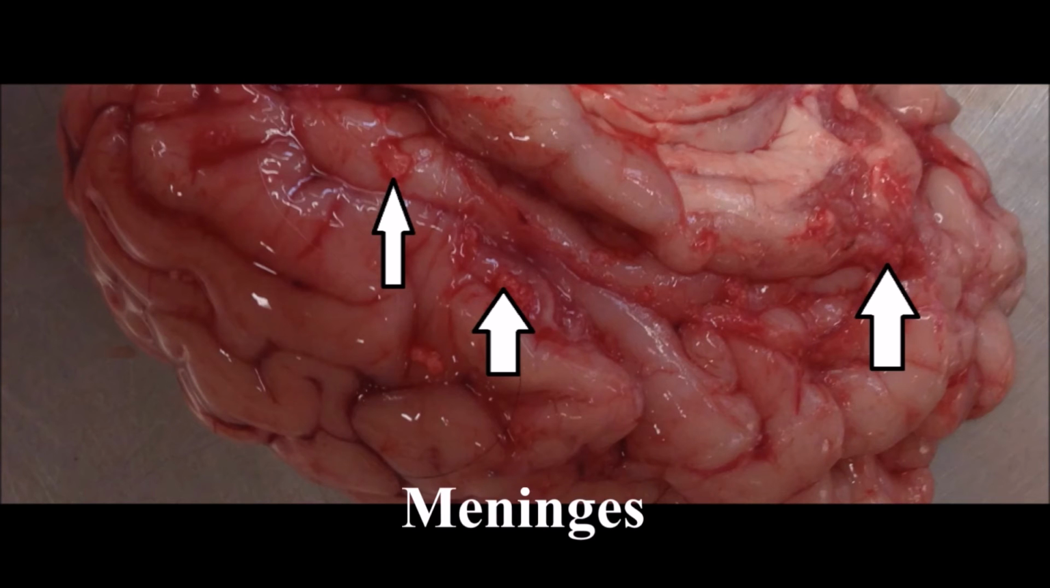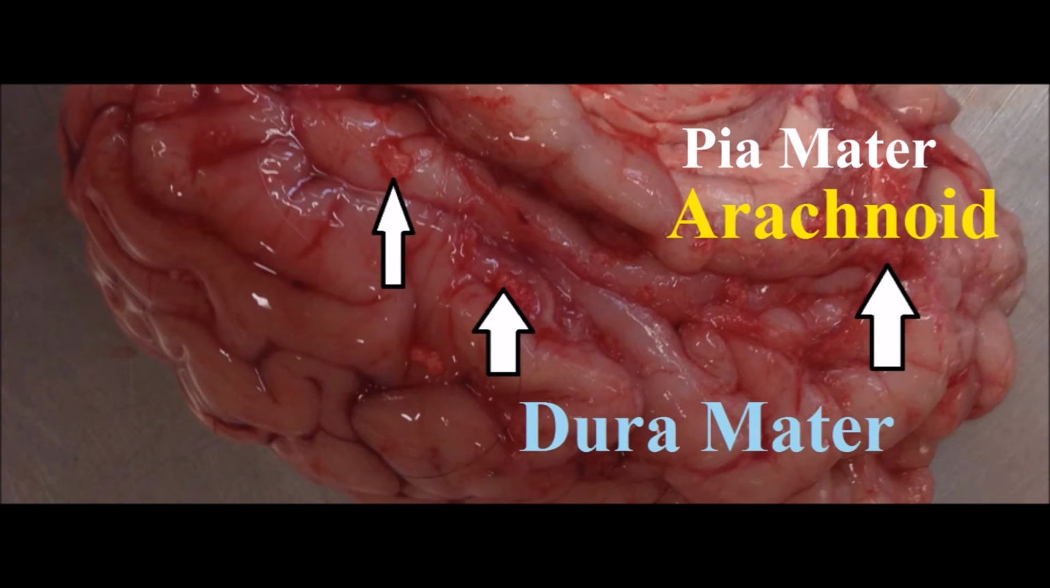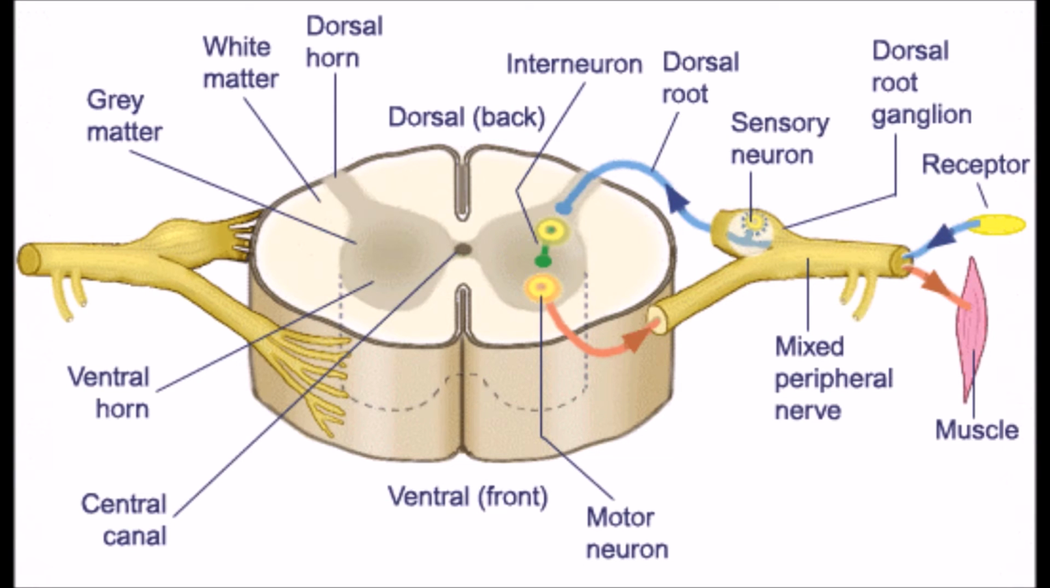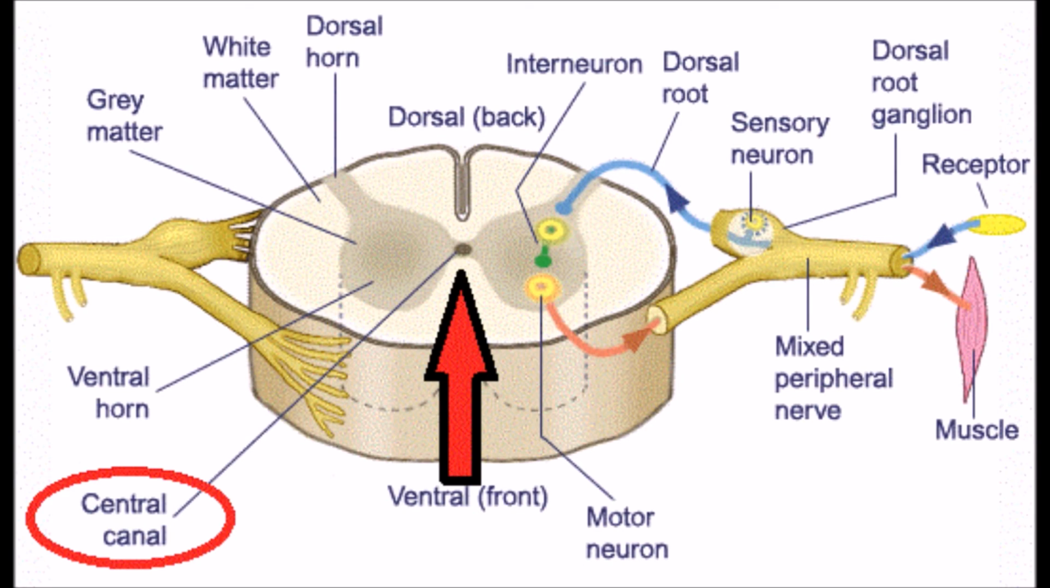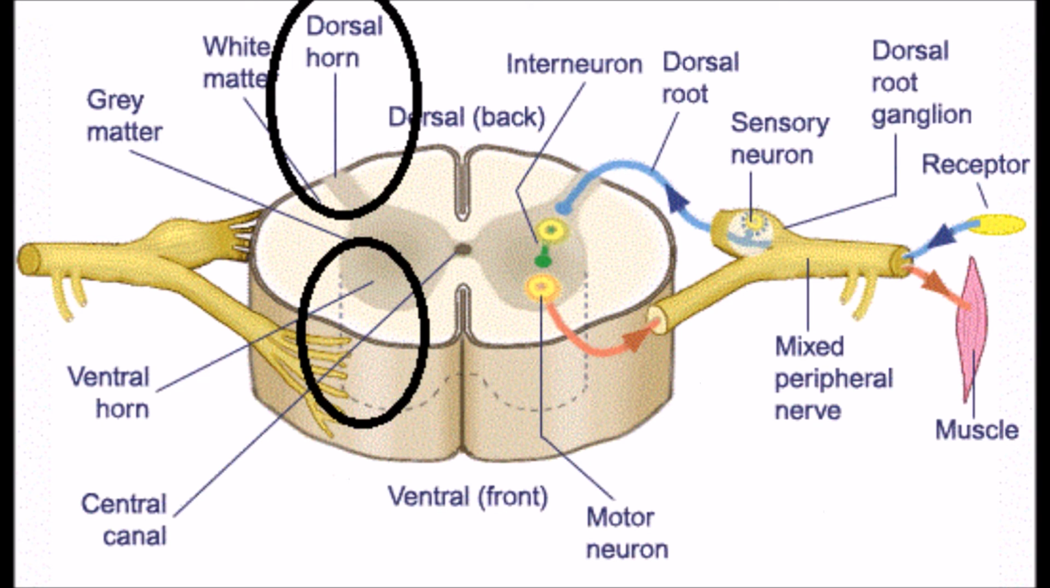The meninges are coverings of the brain and the spinal cord. The layers, from deep to superficial, are the pia mater, the arachnoid, and the dura. The spinal cord is another integral part of the nervous system. The central canal is in the middle, and it is responsible for continuing the ventricular system of the brain to the rest of the body. The dorsal, lateral, and ventral funiculi are the sections of the white matter. The dorsal and ventral horns are the gray matter.